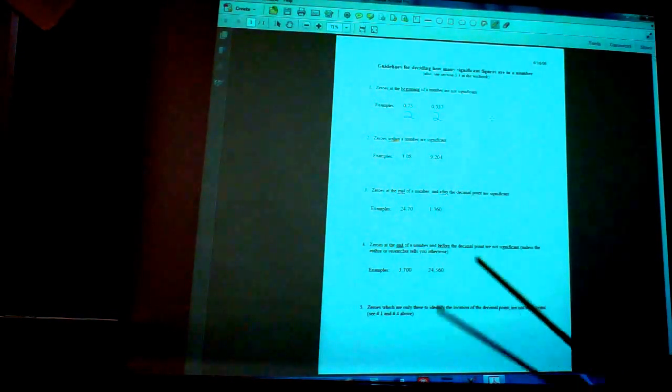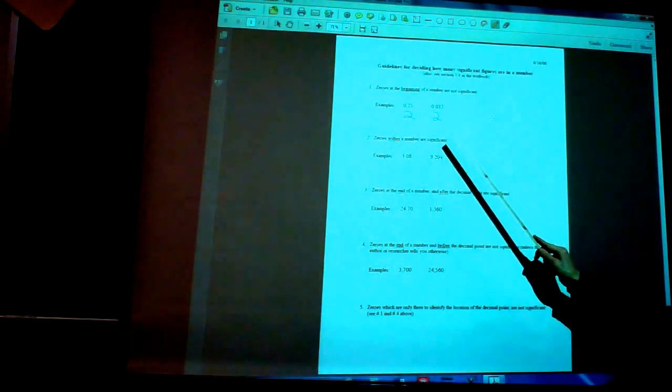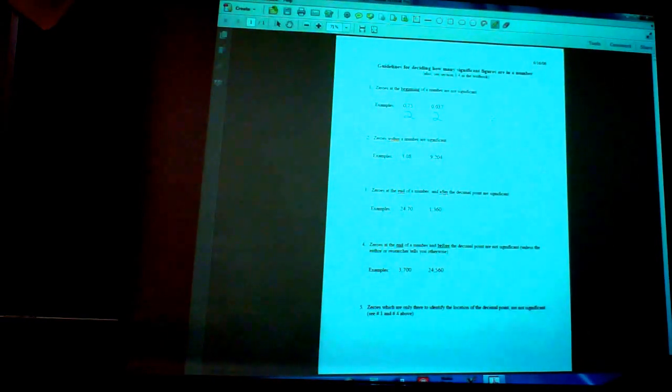All right, number 2, zeros that are buried within a number, in other words, not at the beginning or not at the end, are significant. So for 3.08, all of those numbers are significant, and 9.204, all of those numbers are significant. So 3.08 has 3 significant figures, 9.204 has 4 significant figures.